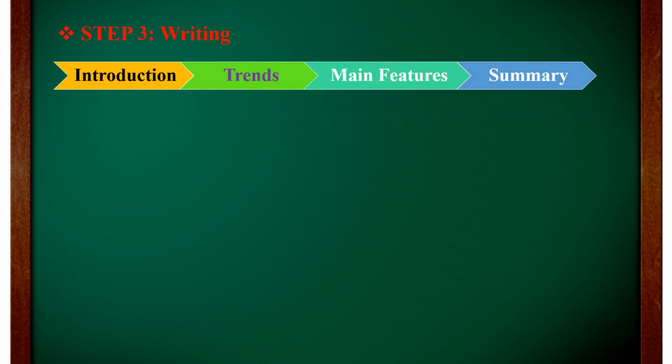Step 3. Writing. Here I divided the writing task into 4 sections: introduction, trend, feature, and summary. First, let's begin with the introduction. To utilize time efficiently, your introduction should be merely a paraphrase of the question. Please keep it short and precise. Let's learn how to write a straightforward introduction altogether.